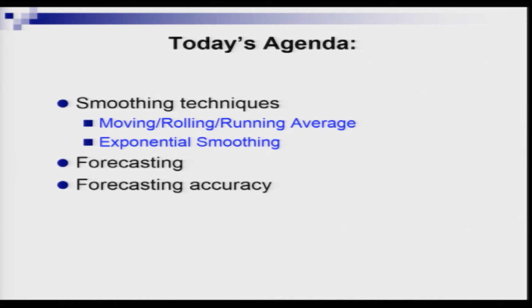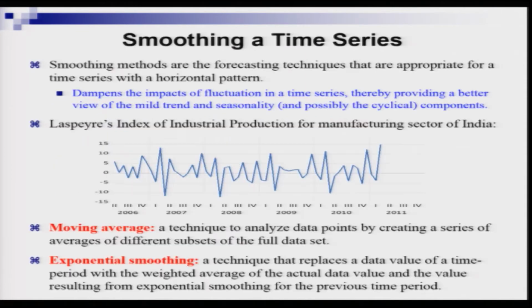And second, we are going to discuss exponential smoothing, which is a special case of moving average method. And then we are going to briefly talk about the issue of forecasting and then we are going to end today's discussion by having a very brief idea about forecasting accuracy. So, what are smoothing methods? These are the forecasting techniques that are appropriate for a time series with horizontal pattern.